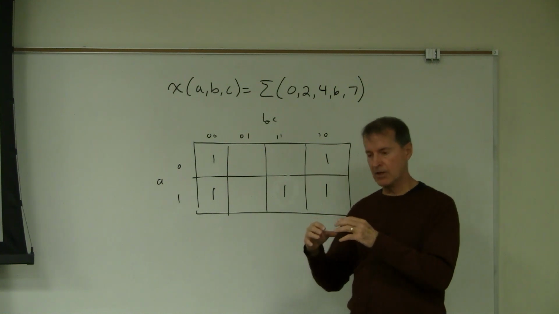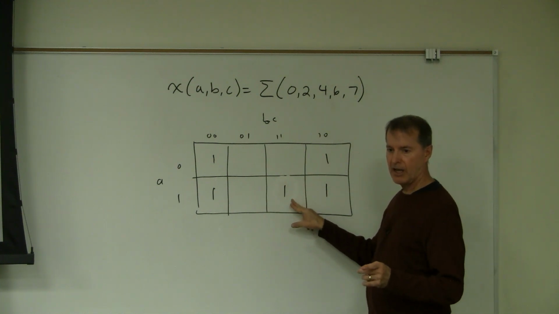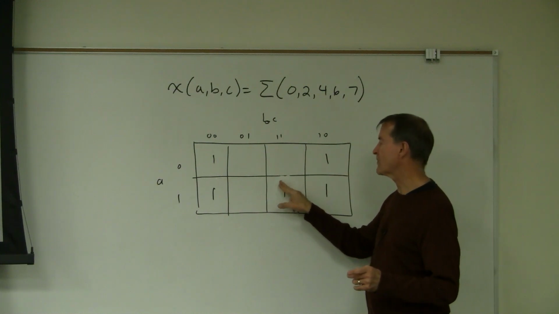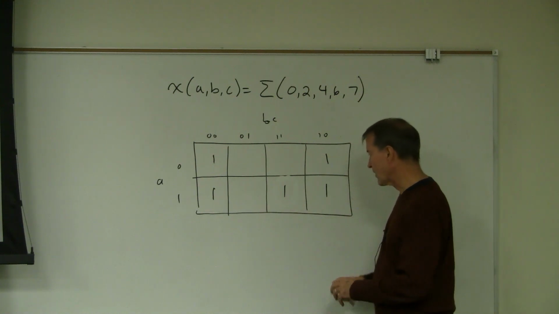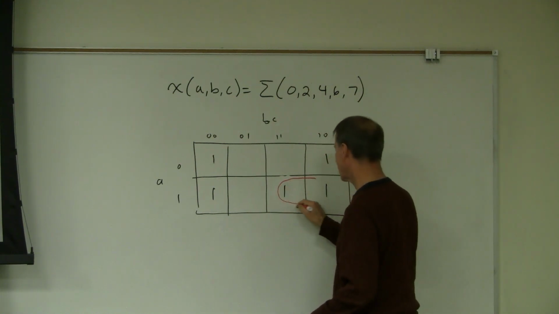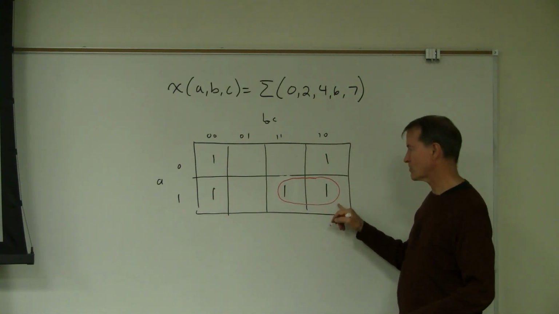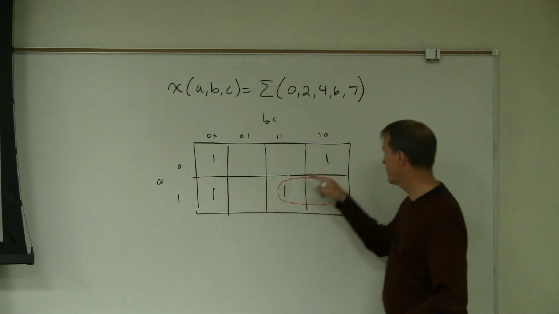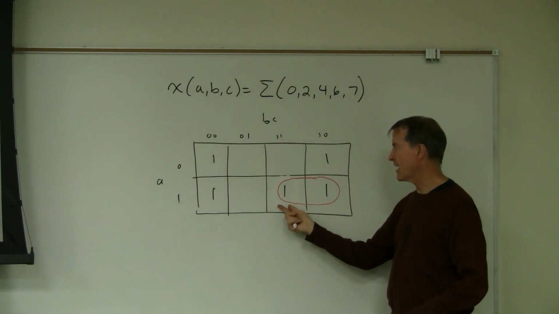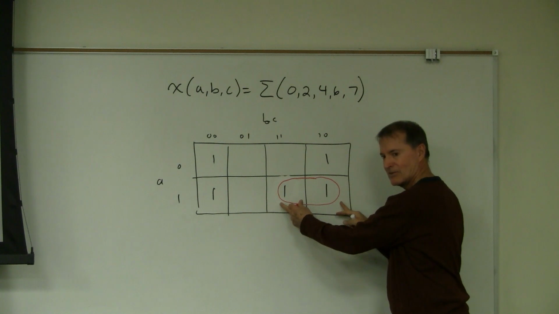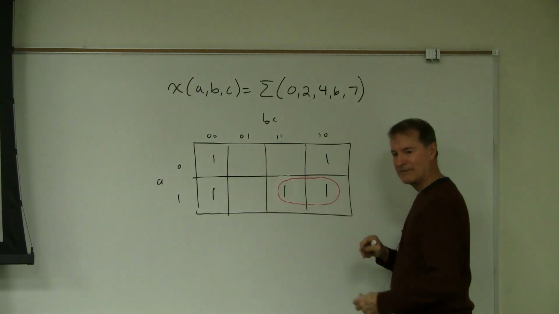So if you just covered this by itself, what kind of a gate would that be? It'd be a 3-input AND. But on the other hand, if we cover it like this, it's a 2-input AND. What term does this represent? AB. So this one by itself is ABC, but this one is just AB. So why use a 3-input AND when you can use a 2-input AND? Are you with me?